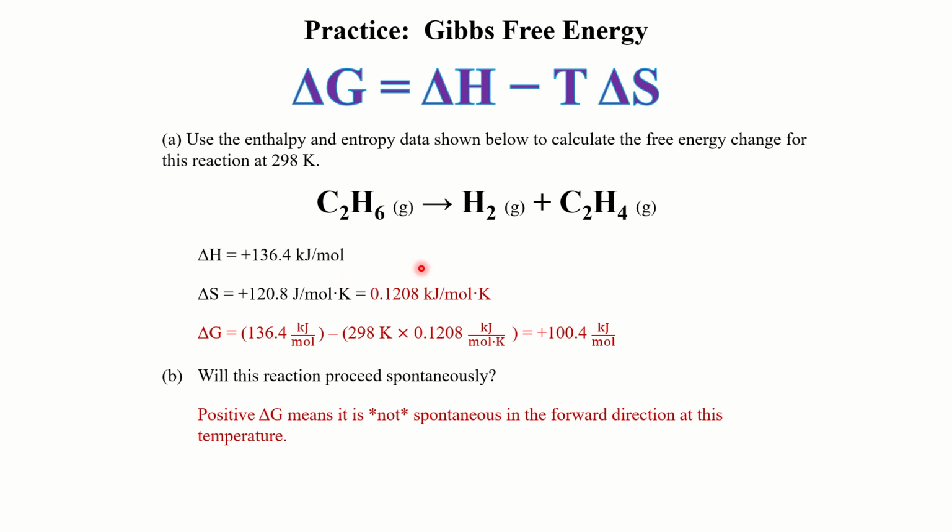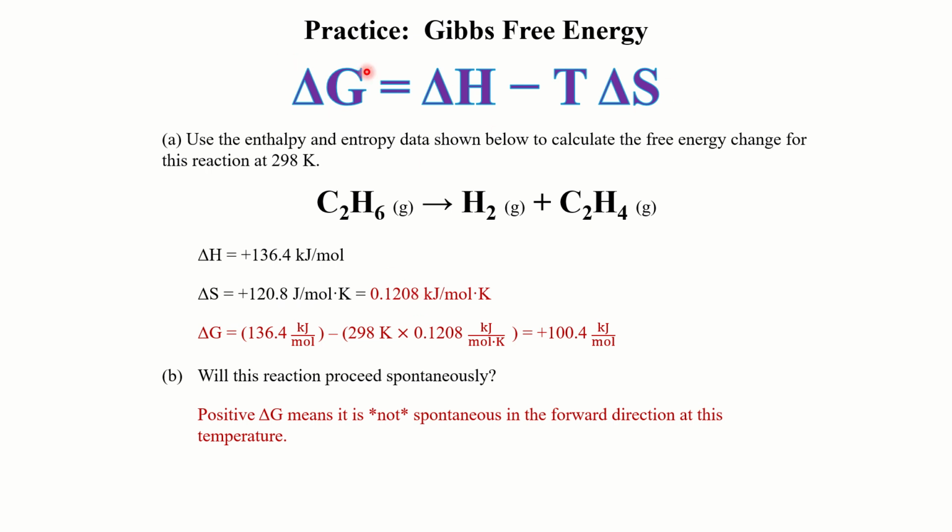So first question, letter A here, I want to draw your attention to something important. Pay attention to your units. Your enthalpy values, your delta H values, are almost always given in units of kilojoules per mole, whereas entropy is typically given in units of joules per mole Kelvin. So make sure you convert one of them. It's typically easier to convert the entropy value into kilojoules. So that 120.8 joules per mole Kelvin is 0.1208 kilojoules per mole Kelvin.